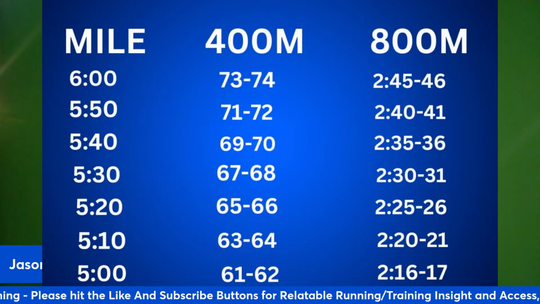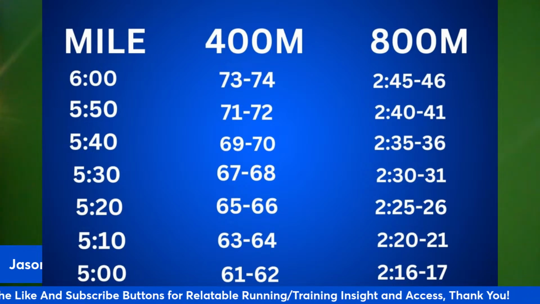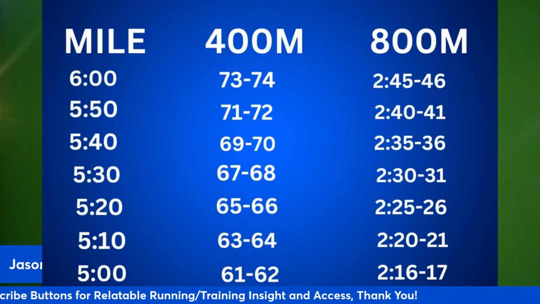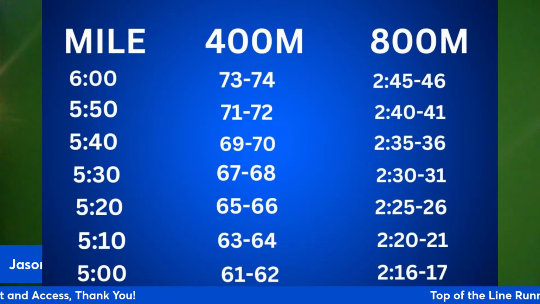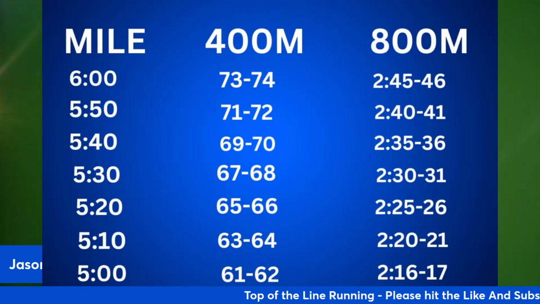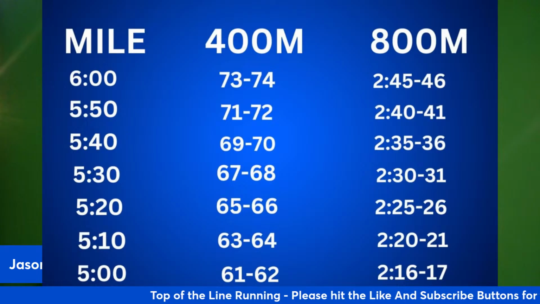So 5:30, like I said, 67, 68, 2:30, 2:31. If you're closer to 5:20 for the mile, your 400 capabilities are 65, 66. Your 800 capabilities, 2:25, 2:26. 5:10 for the mile, 400 capabilities, 63, 64. 800 capabilities, 2:20, 2:21.